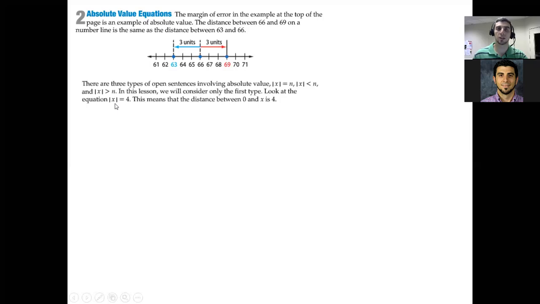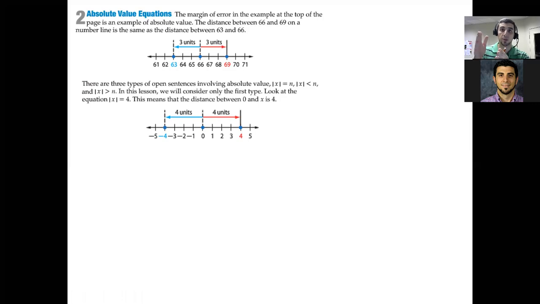So look at the equation absolute value of x equals 4. This means the distance between 0 and x is 4. So there's actually 2 answers to that problem. You could be 4 steps above 0, or you could be 4 steps below 0. What number do you land on? You land on 4 or negative 4. So if absolute value of x equals 4, there's 2 possible answers. x could be 4, or x could equal negative 4.